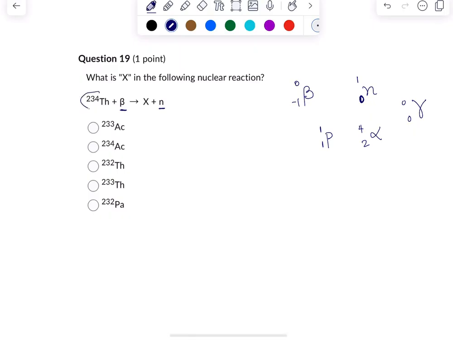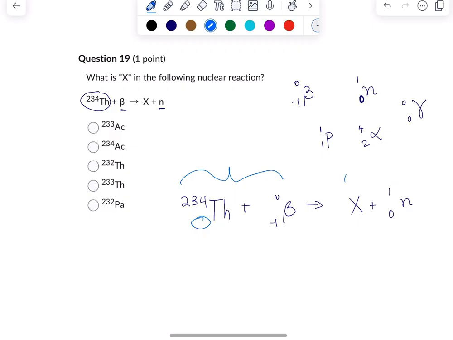So this left one is given, that is thorium-234 plus a beta, which is a 0 and a -1, goes to X, and that's the one I'm looking for, plus a neutron, which is 1 and 0. I'm going to have to fill in this number for thorium in order to balance this. Remember, in order to balance this, the tops have to add to the same and the bottoms have to add to the same. So I need to know that bottom number for thorium.